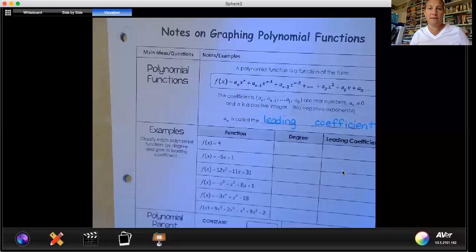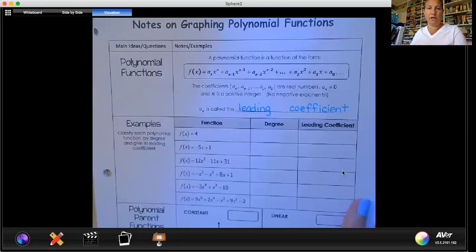Hey guys, today we're going to graph polynomial functions. And as you know, anytime we do any graphing, we'll need our calculator. You will also have some time to practice on your own and then come back and check your answers.